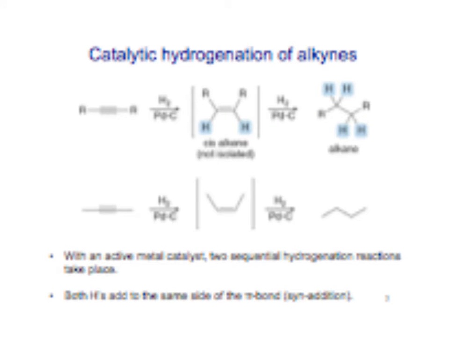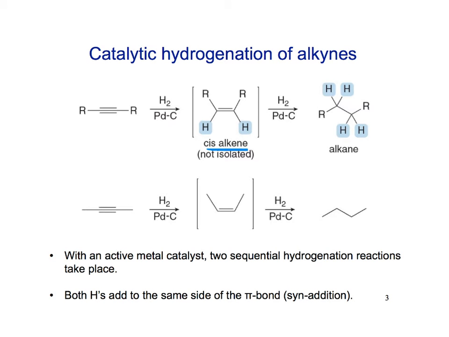Alkynes can be hydrogenated too. Because there are 2 pi bonds, 2 equivalents of hydrogen gas can add. In fact, the first addition gives us a cis alkene, but we can't stop at that point. That alkene will immediately react with another equivalent of hydrogen and give us an alkane product. So with hydrogen and palladium on carbon as a catalyst, we'll always go all the way from the alkyne to the alkane.